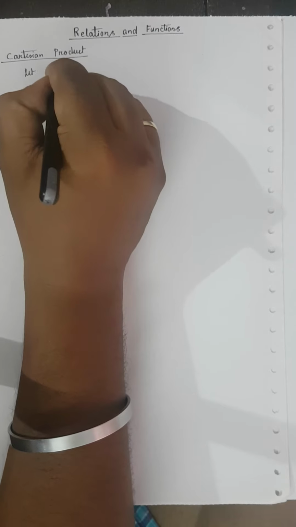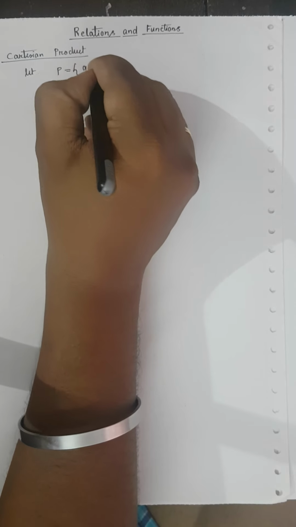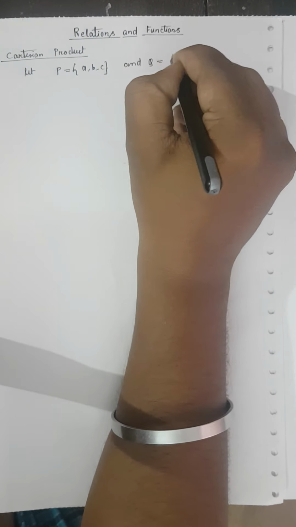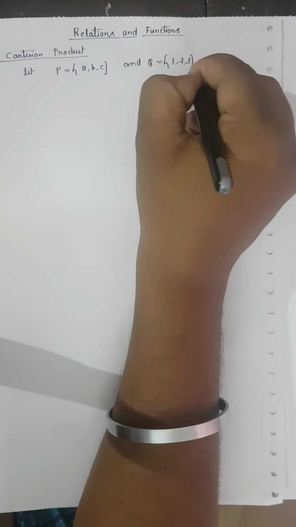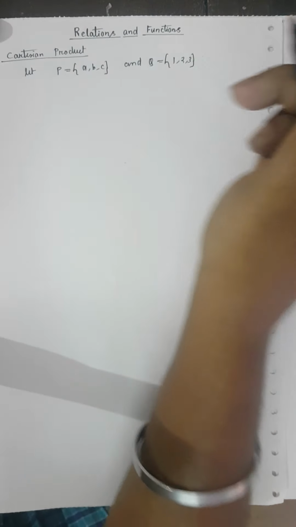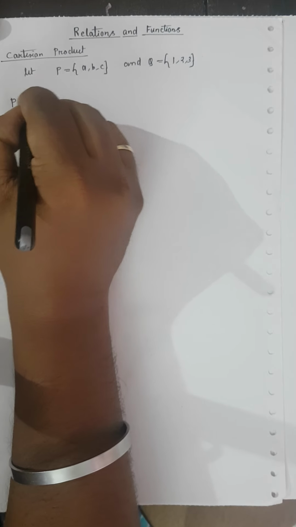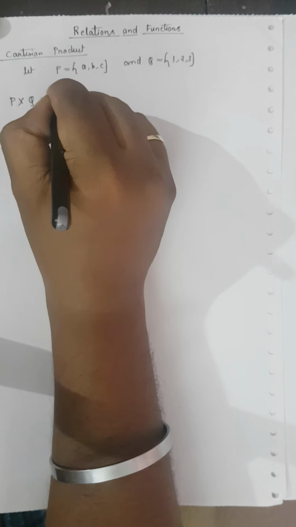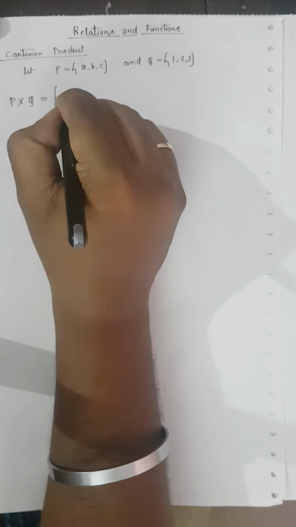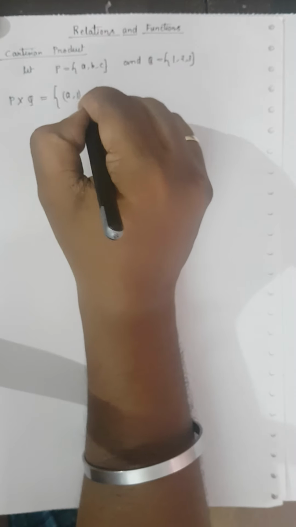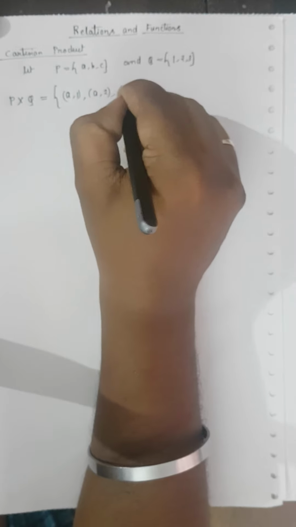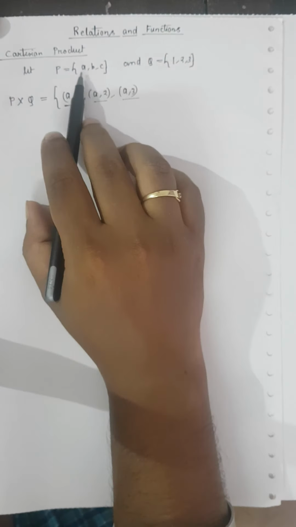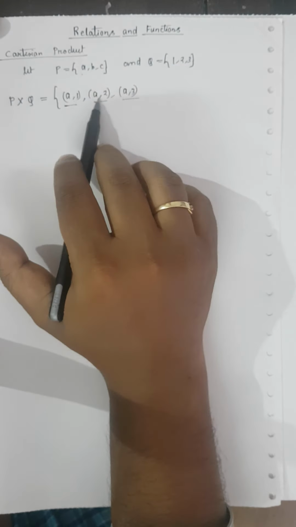Let capital P be equal to {A, B, C} and capital Q be equal to {1, 2, 3}. Let P and Q be two sets. Then we represent the Cartesian product of P and Q by P cross Q, which is equal to (A, 1), (A, 2), (A, 3). These are called ordered pairs.